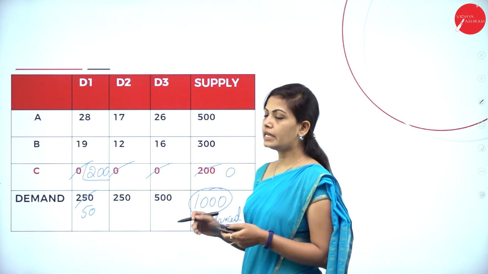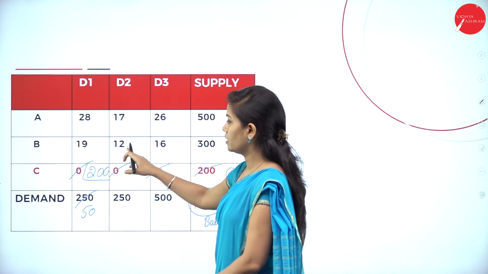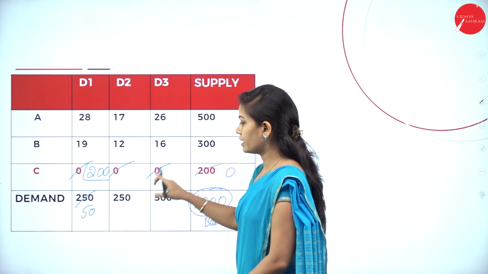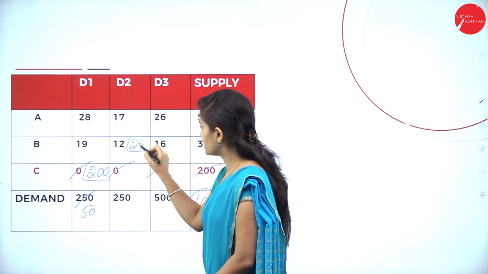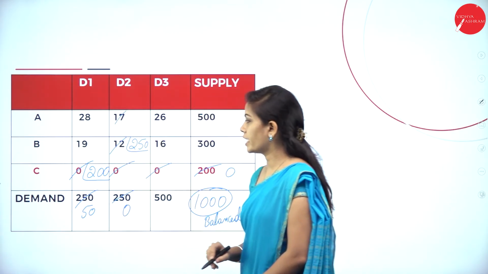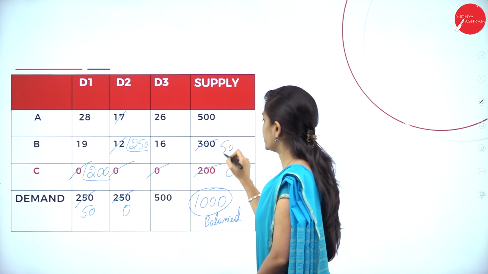Again, select the least value. The next least value is 12. 12 is my least value. Supply value is higher than demand value. I will allocate 250 rupees to this cell. So, it will become 0. I can cancel this entire column. 300 minus 250 is 50.